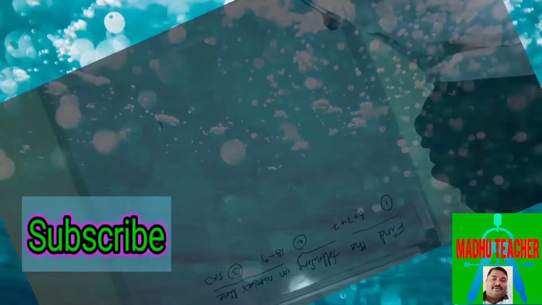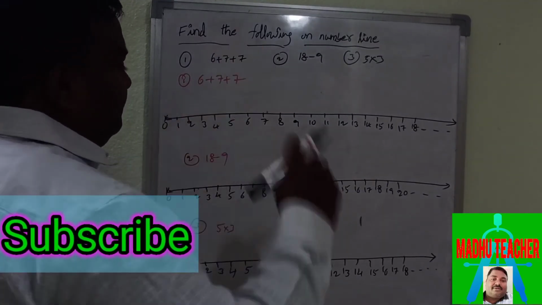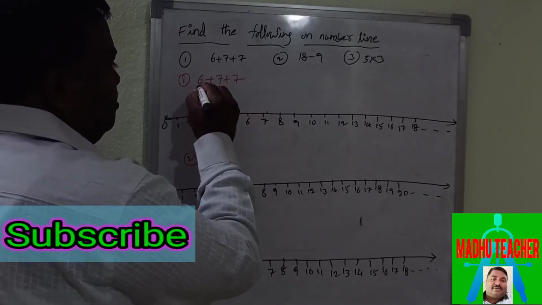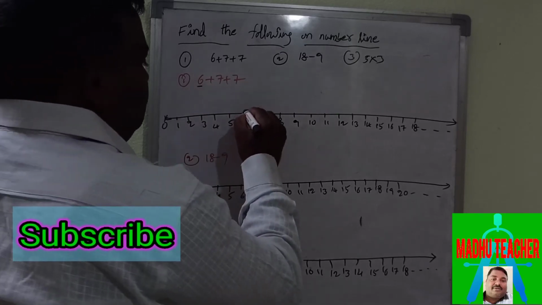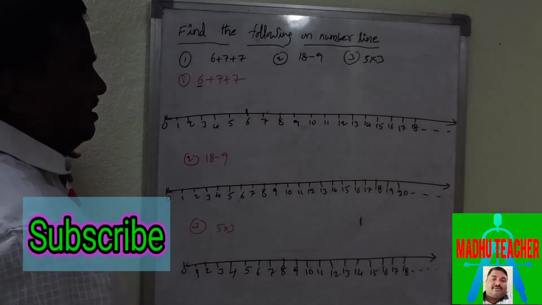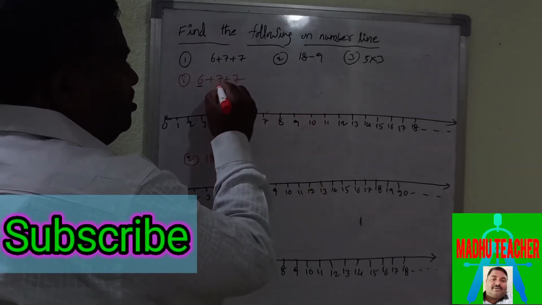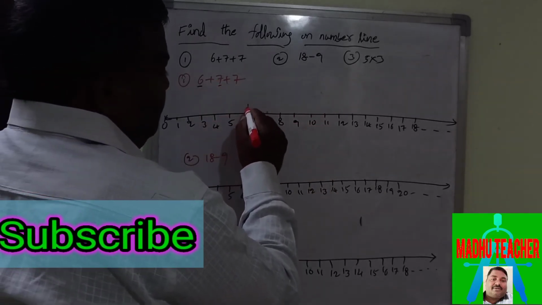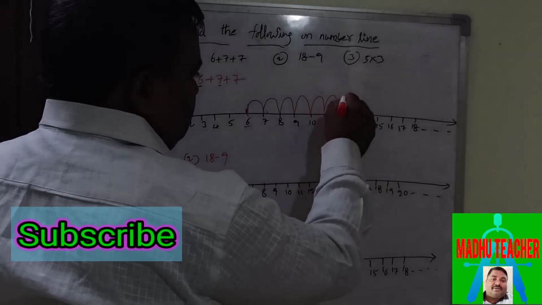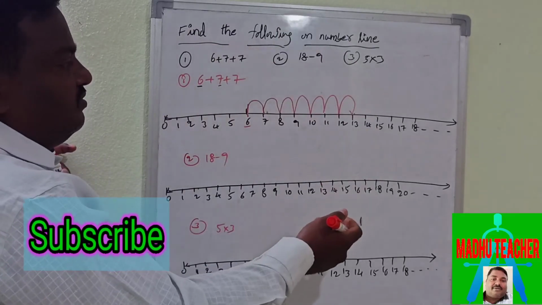Like this. These are the exercise problems. Let us see the first problem: 6 plus 7 plus 7. Start from any one of these numbers. I am starting from the first, 6. This is the addition, so we move towards the right side. The first addition is 7 plus 7. Jump 7 times: 1, 2, 3, 4, 5, 6, 7. Again we have the addition, again plus 7. Again we have to jump 7 times.